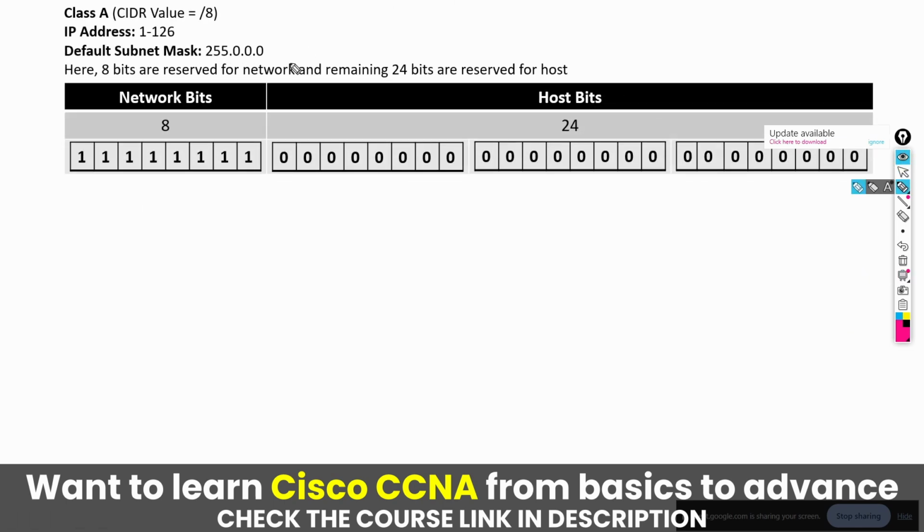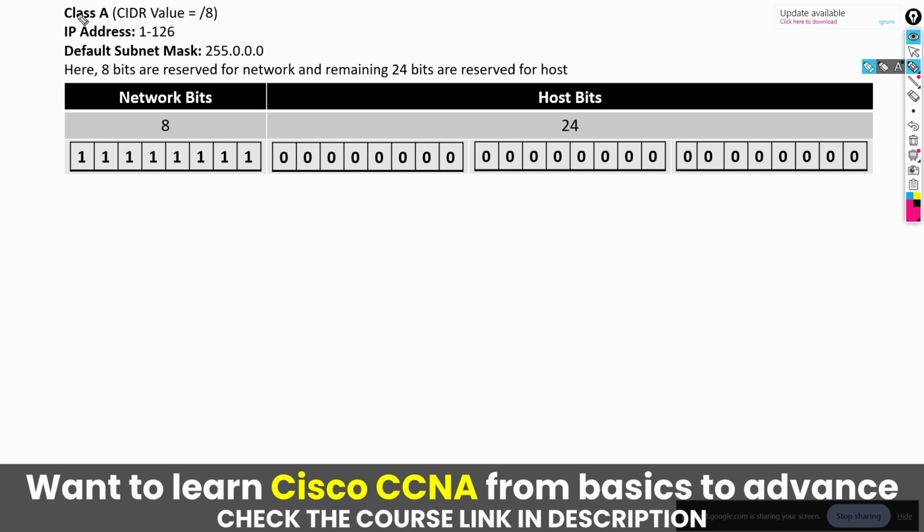Now, here I have class A IP address, default network and host bits. And here you can see class A default CIDR value is /8. Here /8 means, tell me what? 8 network bits. Yeah, very good. /8 means these 8 network bits and the rest of the bits will be host bits. 1 indicates network bits, always remember. 0 indicates host bits. So here if CIDR value is 8 it means there are 8 network bits.